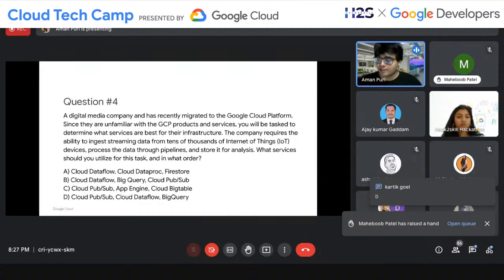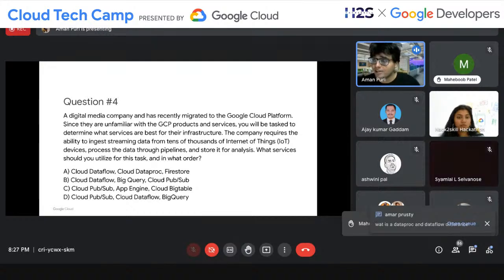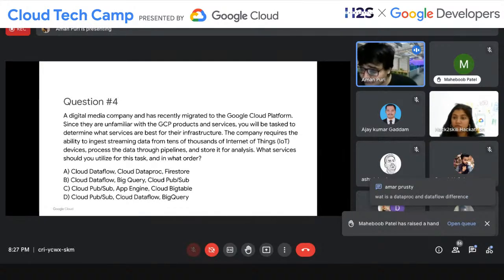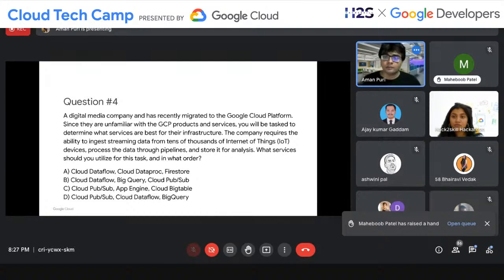Okay. I think I got a question over here also asking what is the difference between Bigtable and BigQuery, right? So BigQuery is a data warehousing solution and Bigtable is a managed NoSQL based data solution. BigQuery uses SQL like a relational database, but it's more of a data warehousing solution, and Bigtable is NoSQL. And another question which they asked is what is the difference between Dataflow and Dataproc?